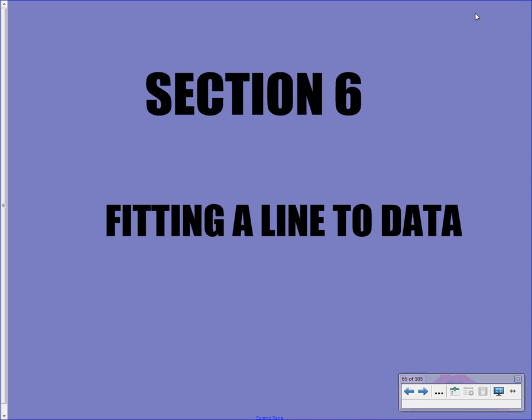Chapter 3, Section 6 is about fitting a line to data. So we're actually going to look at some real data here and fit a line to that data so that we can talk about the data in general. We've got some definitions to go over first.